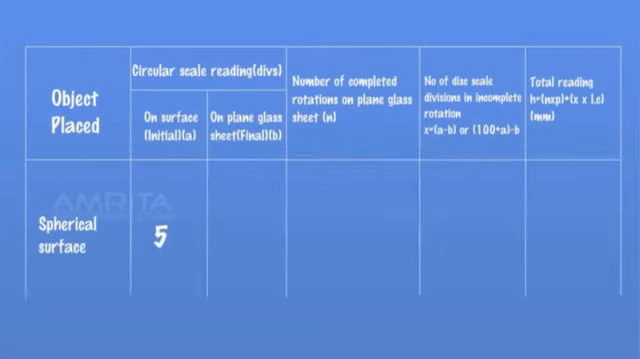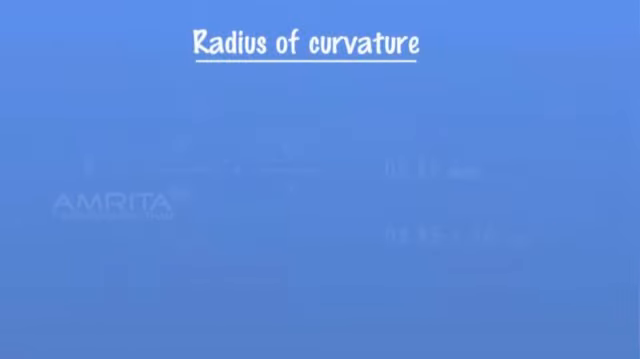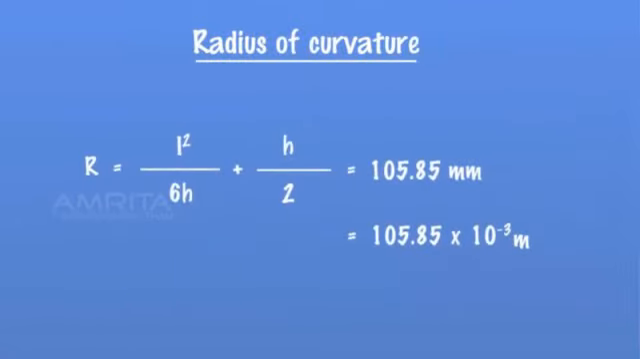Now, the radius of curvature of the spherical surface can be calculated using the equation. R is equal to L square by 6h plus h by 2.